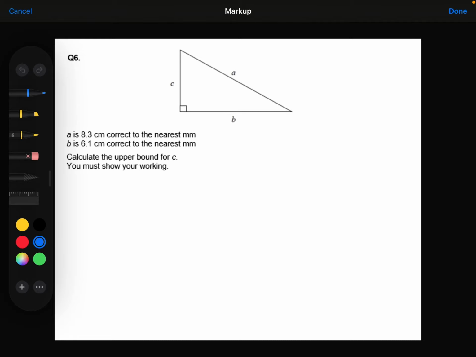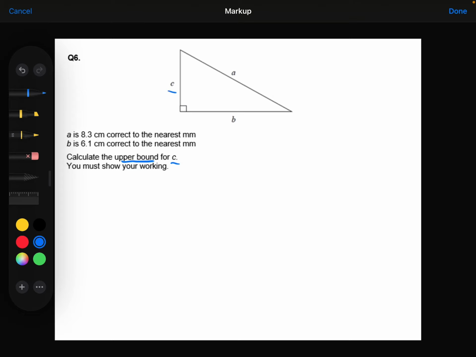Here we have a right angled triangle. We're told that A is 8.3 centimetres, correct to the nearest millimetre. We're told that B is 6.1 centimetres, correct to the nearest millimetre. We need to calculate the upper bound of C.